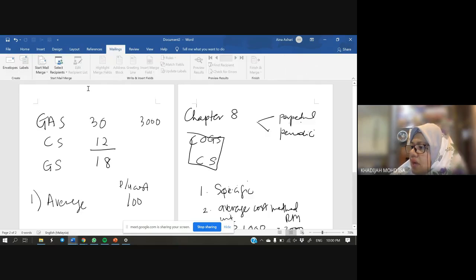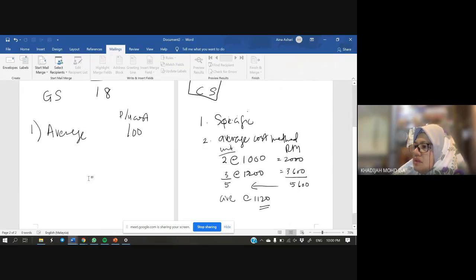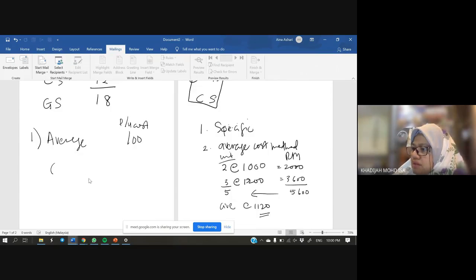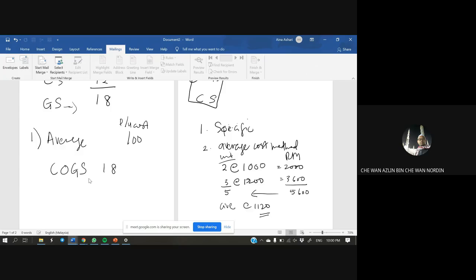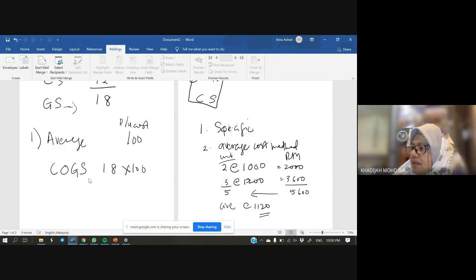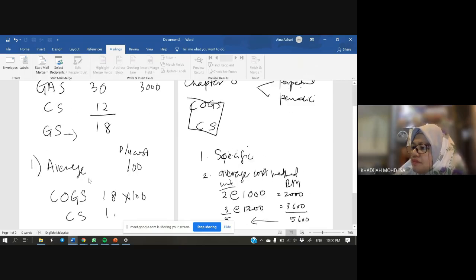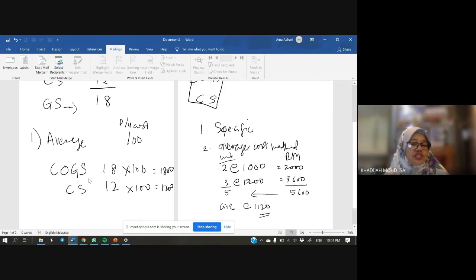So then how you decide on the cost of goods sold? So your COGS would be 18, berarti goods sold kan? Yes. COGS is 18 times by 100, or your closing stock equals to 12 times by 100. So here is 1,800, here is 1,200. So kalau you pakai average, nampak? What if you use FIFO?